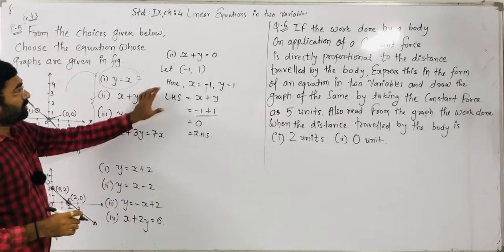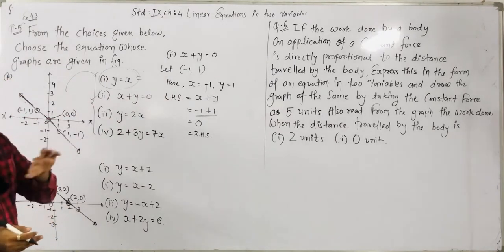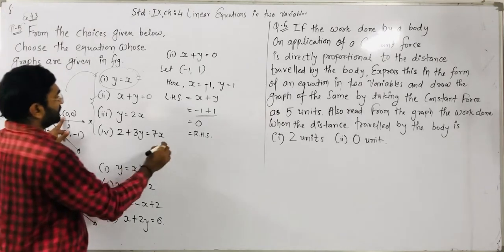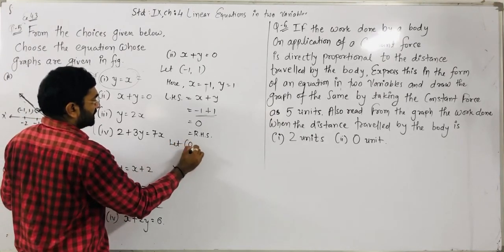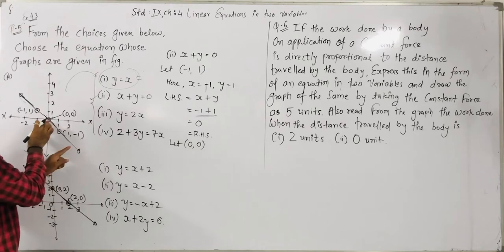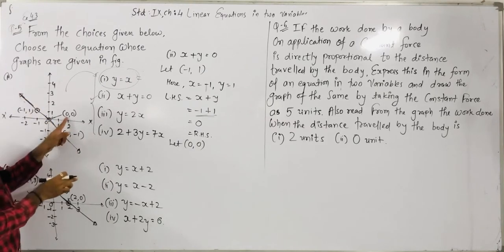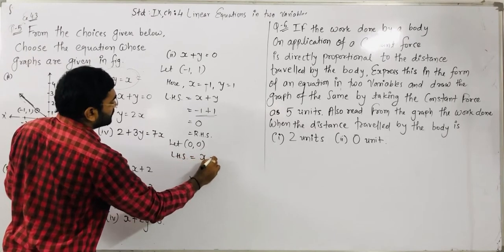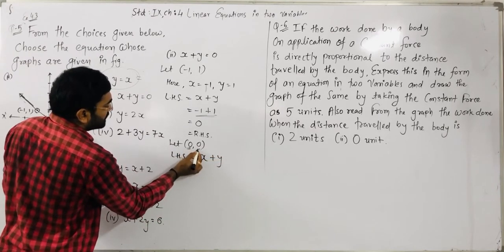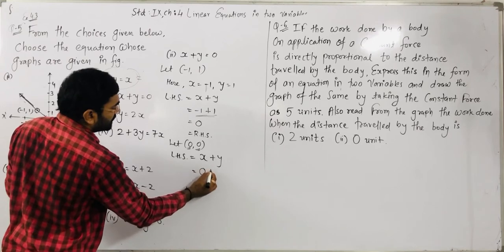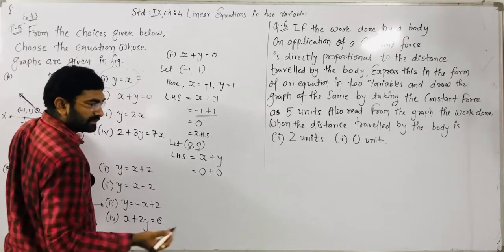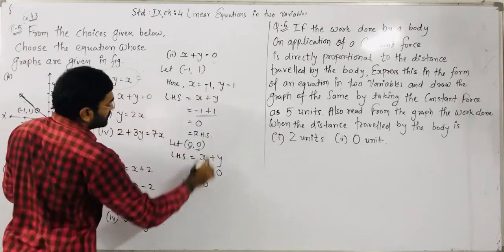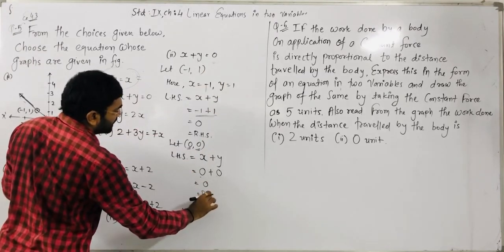Okay, but from only one point we cannot say this is the graph of that equation. We have to check the second point which lies on that straight line. So if we take the left-hand side of the equation, x plus y, this is the x coordinate and this is the y coordinate. The x value is 0 plus the y value 0. So 0 plus 0 is 0, which is the right-hand side of the equation. So yes, it is also satisfied.